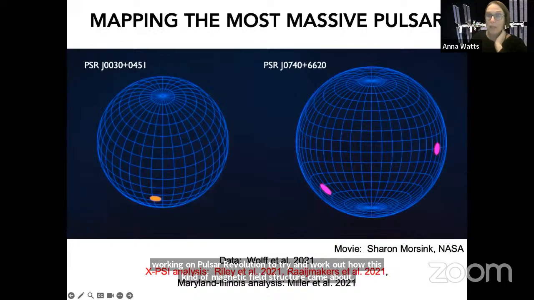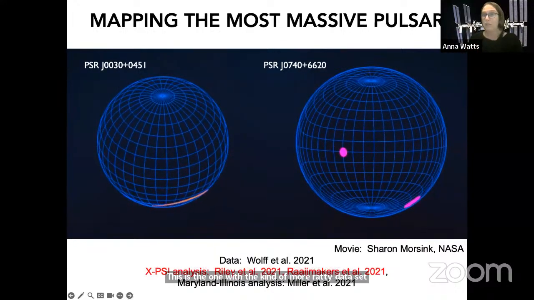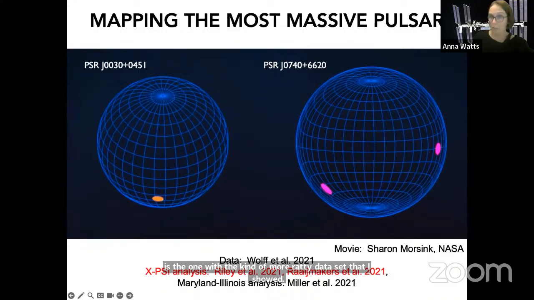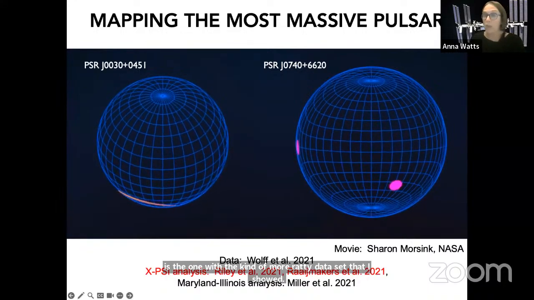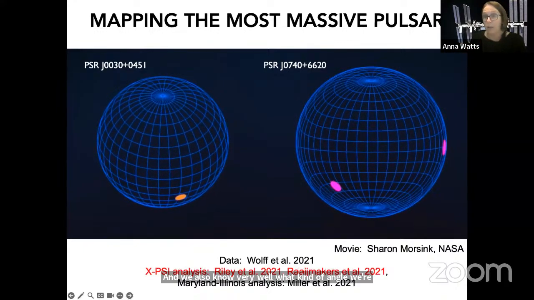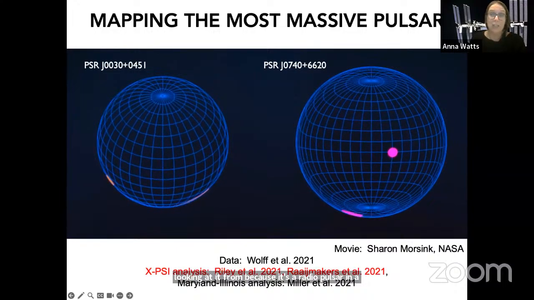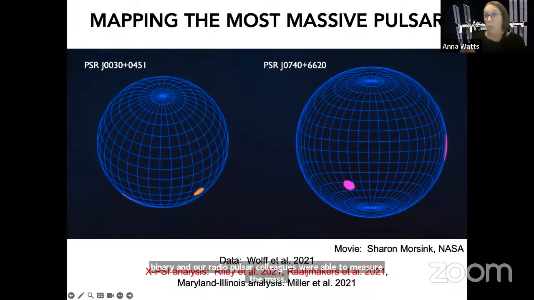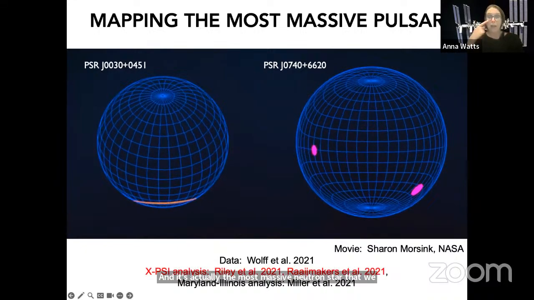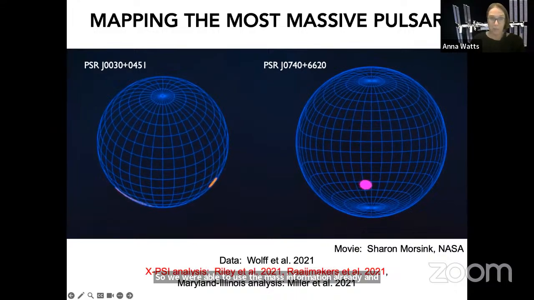So what I'm showing now is the surface map on the right for the second star that we analyzed. This is the one with the kind of more ratty data set that I showed, but it's a fascinating star because we have a mass measurement for it. And we also know very well what kind of angle we're looking at it from, because it's a radio pulsar in a binary, and our radio pulsar colleagues were able to measure the mass. And it's actually the most massive neutron star that we know, well, we know the mass very well. So we were able to use the mass information already, and use that to supplement our analysis.